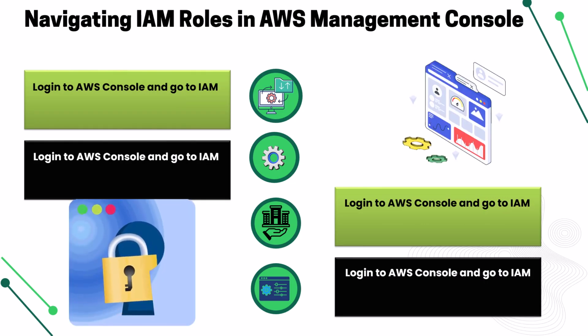Navigating IAM roles in AWS is just like browsing folders on a computer. Go to the IAM dashboard, select roles, and use the search bar to find what you need. Every role contains permission policies that define what AWS resources can access, keeping security in check.